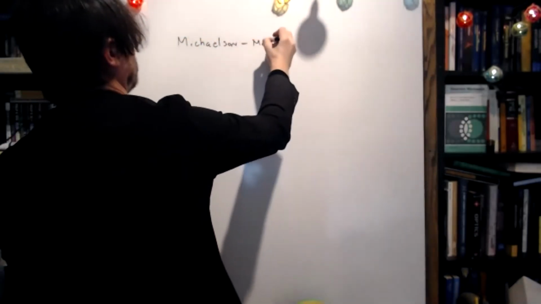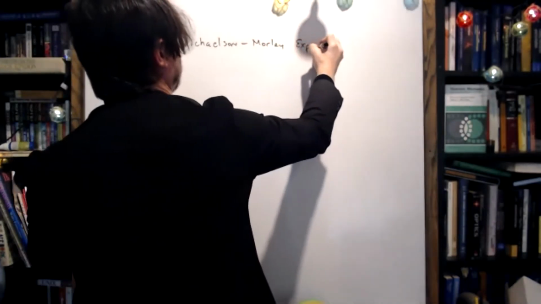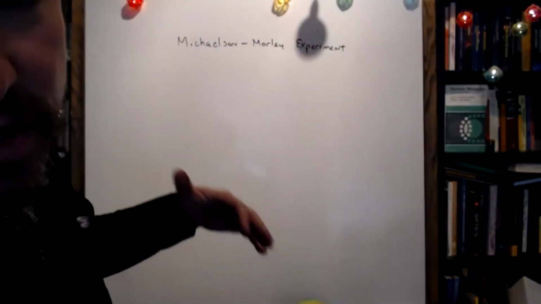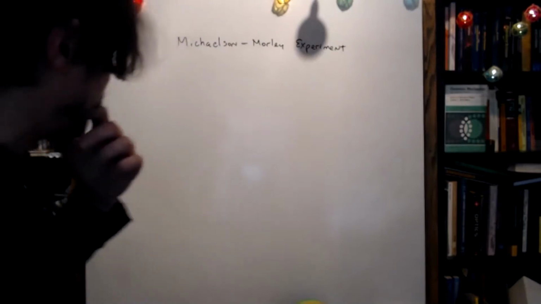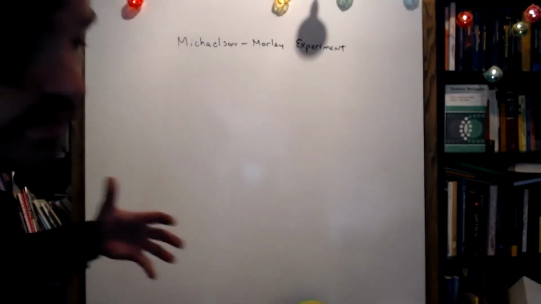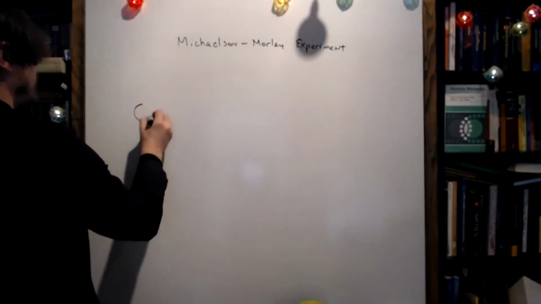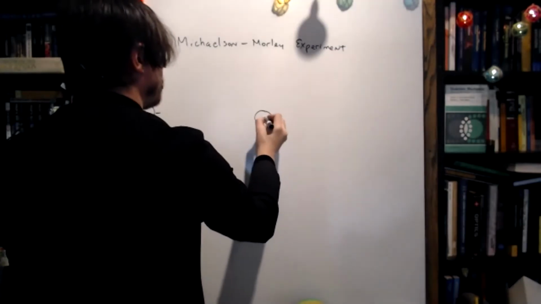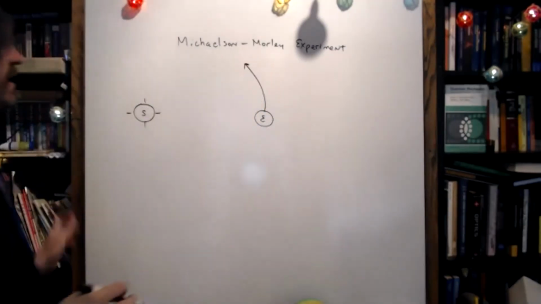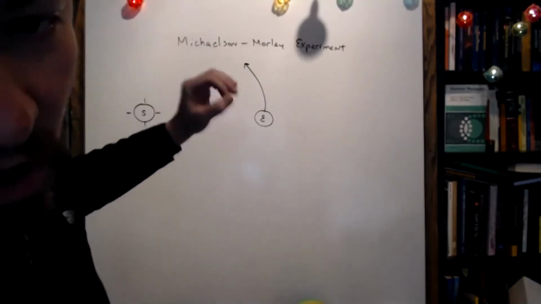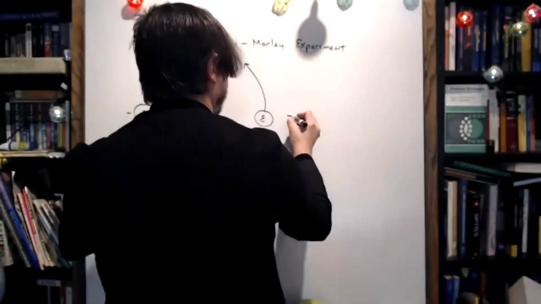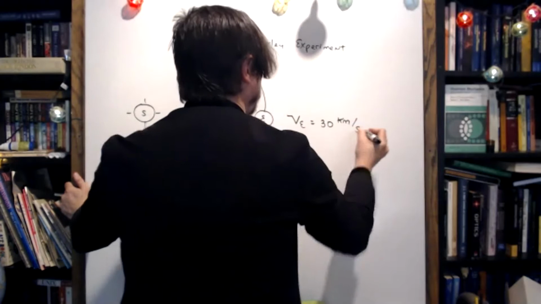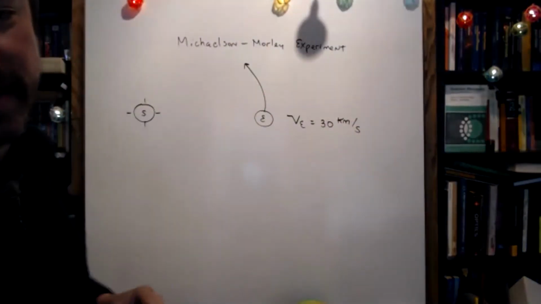The Michelson-Morley Experiment was an attempt to measure the speed of light relative to the background vacuum of space. And it proceeded in a kind of goofy way. First, we have the sun. And second, we have the Earth. And the Earth is traveling around the sun in an almost perfect circle. The velocity of Earth around the sun turns out to be pretty close to 30 kilometers per second.